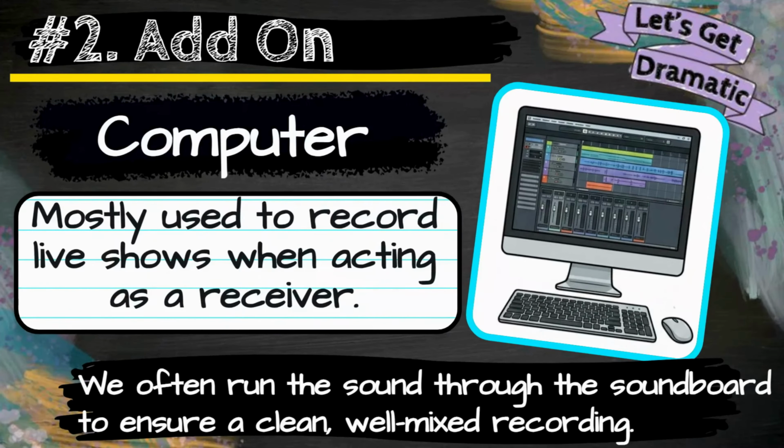And here's an add-on, a little bonus. We can use a computer in the output also, mostly used for recording live shows when acting as a receiver. When it's acting as that receiver, it can record the show so we can edit things later on, or if you're going to be recording it, things like that. We often run the sound through the soundboard to ensure a clean, well-mixed recording, so that you can mix everything live first and get that balance of microphones and music and everything, that audio into the computer for the recording.